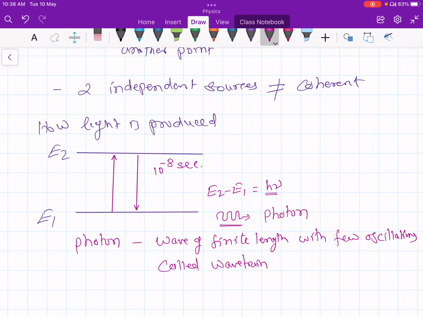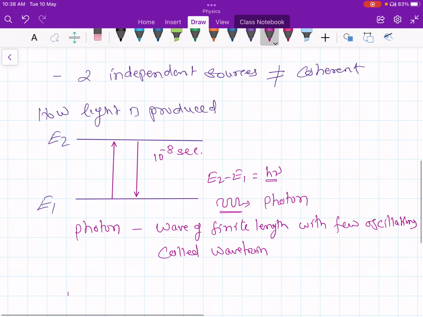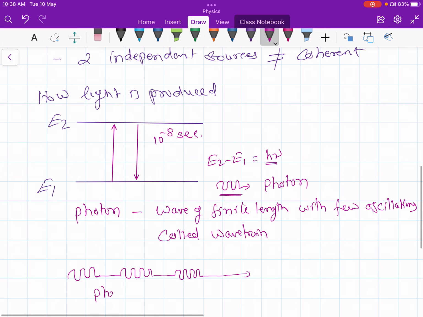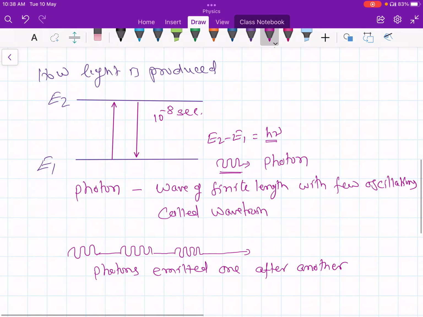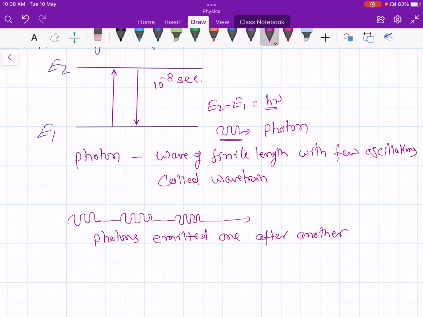And with these photons, what happens? Now one photon is emitted over here. Then again the atom absorbs energy, the electron is excited to a higher energy state, and when de-excitation takes place, another photon is emitted. Then again after some time lag the third photon is emitted, and this process goes on. That is, photons are emitted one after another. This is the case for a single atom.